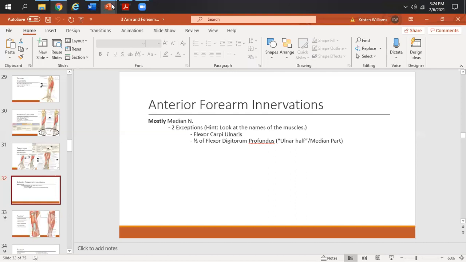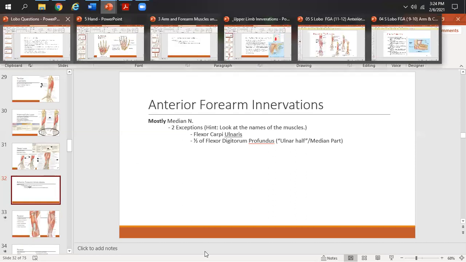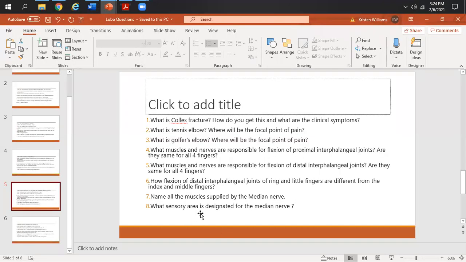Okay, go on to his next question. What sensory area is designated for the median nerve?